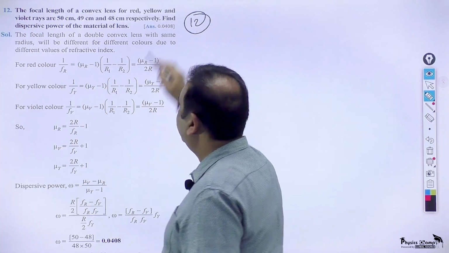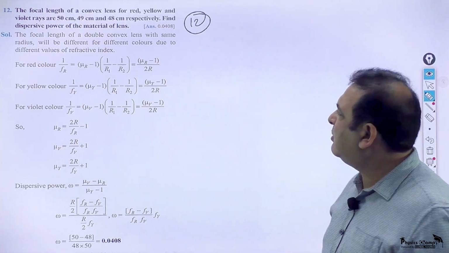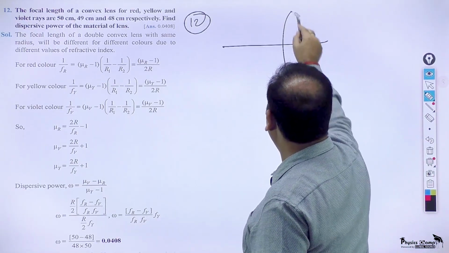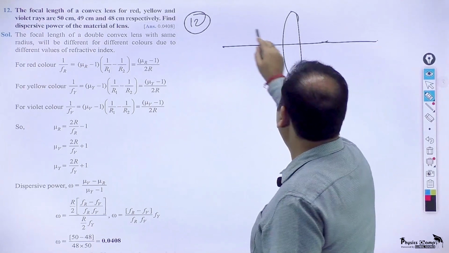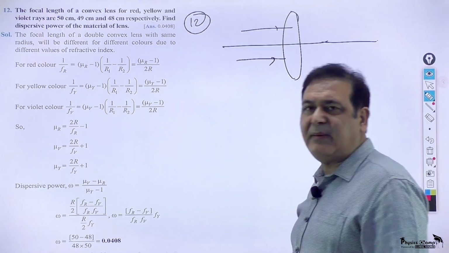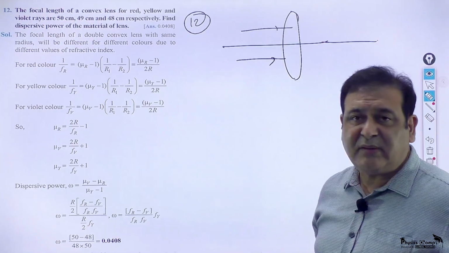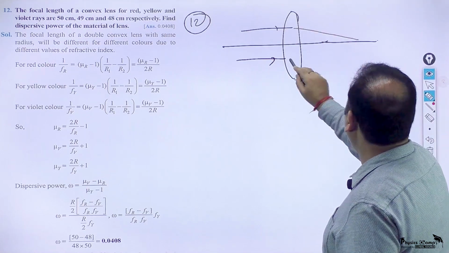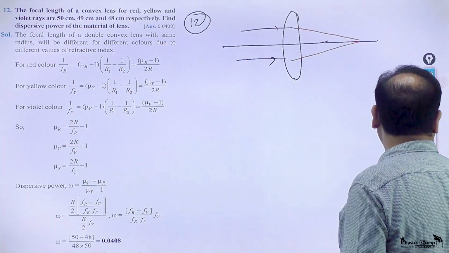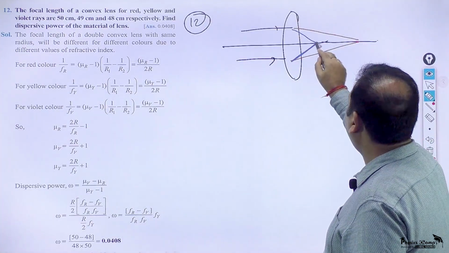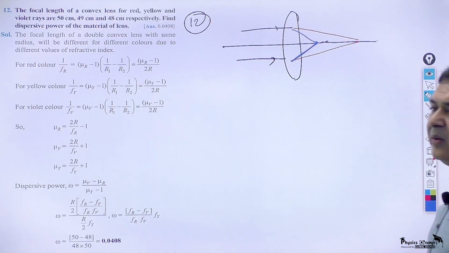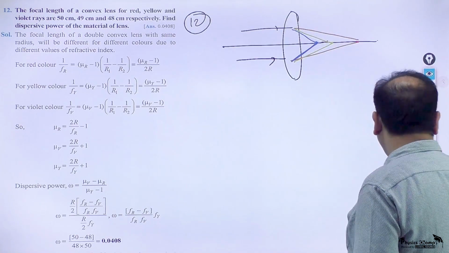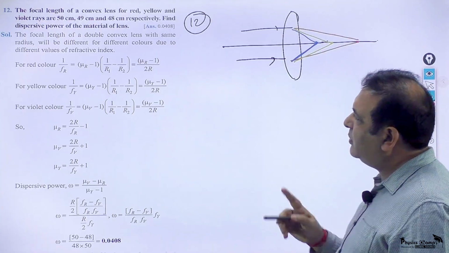Let's take example number 12 now. This question is about the focal length of a convex lens. You may have white light coming, but if the refractive index is different for different colors, then the focal length is different for different colors. For blue color the focal length may be lower, for red it is the highest, and for other colors it is somewhere in between. So this is chromatic aberration, and let's talk about question number 12 now.